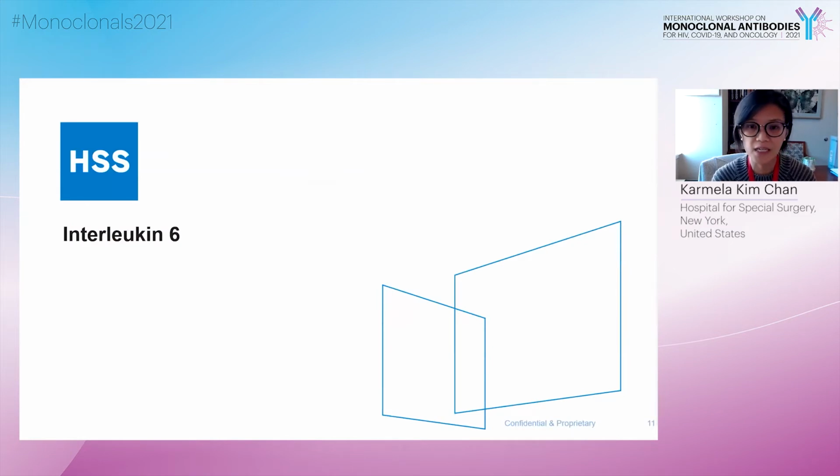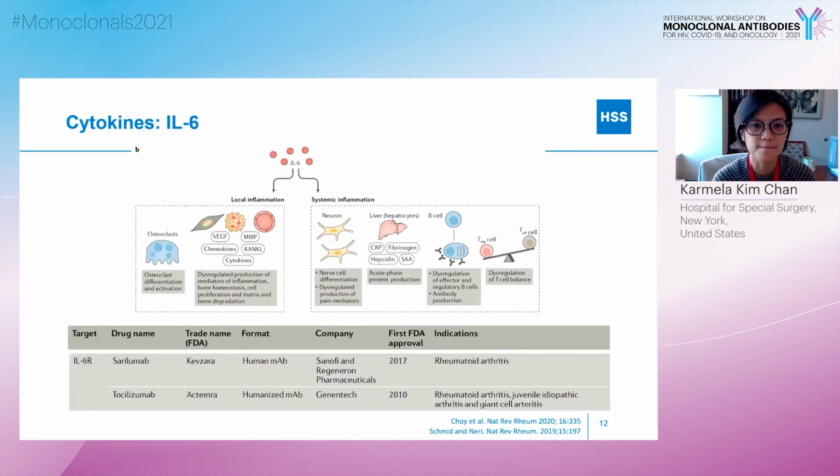The next big cytokine target is interleukin-6, which is a major pro-inflammatory cytokine involved in innate immunity, but also has an essential immunoregulatory role in adaptive immunity. This is an illustration of some of the biological effects of IL-6. IL-6 promotes joint inflammation through its effect on macrophages and fibroblasts. It contributes to bone and joint destruction via its effect on osteoclast differentiation and activation.